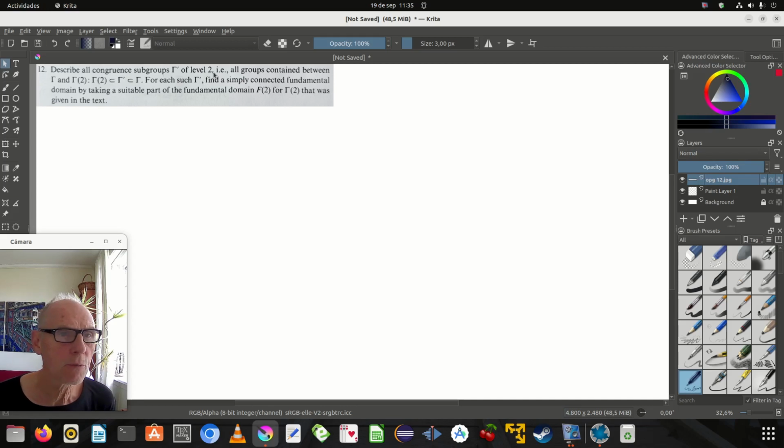All congruent subgroups of level 2. So we have gamma and gamma 2. And we must find all the groups in between and describe them, and find a fundamental domain. So we need the representatives for the cosets of the groups, and we must know the indices for that as well.